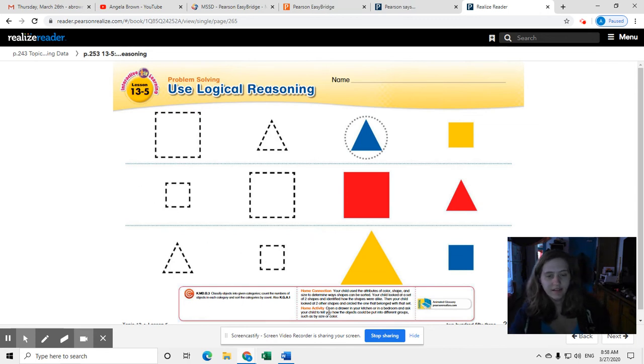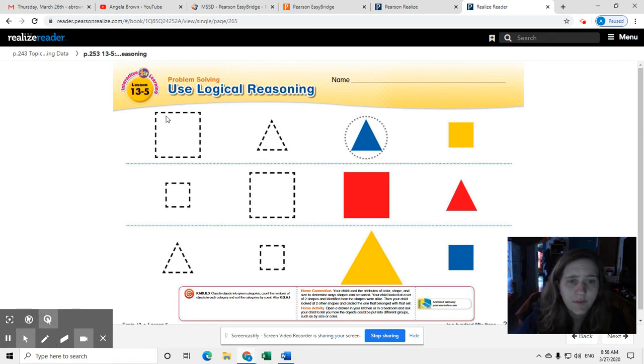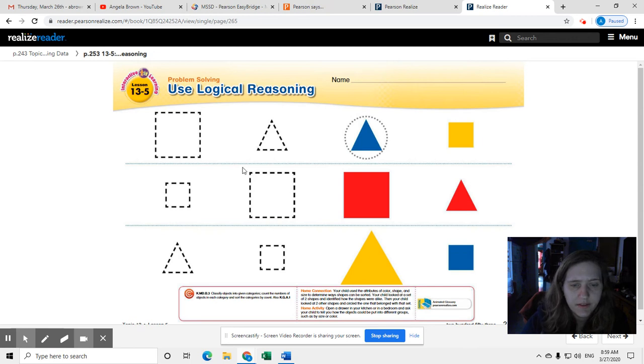All right, so what you're going to do is, the first thing you're going to do here is trace all of these shapes on this side. And I would like you to name the shapes if you can, because we are going to go into shapes starting next week. But trace these shapes. And then I want you to use your logical reasoning and figure out how you should group them together.